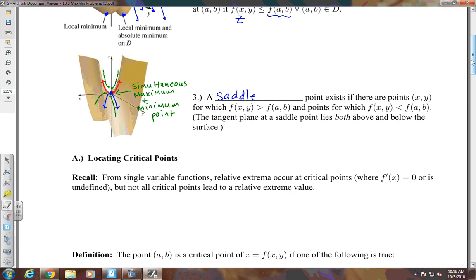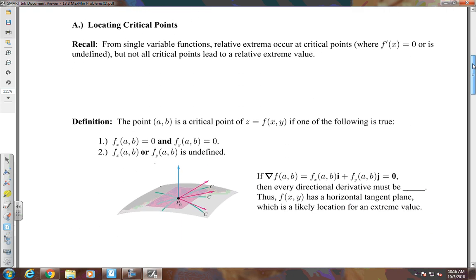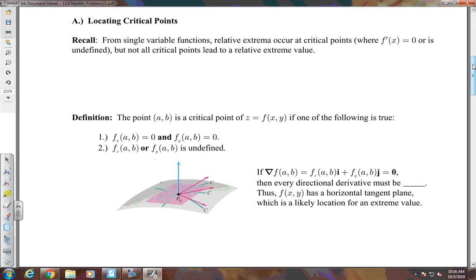So in this section, we're going to be looking at how do I find a local maximum, a local minimum, and a saddle point. We're going to use a familiar term, locating critical points. We're going to relate this to what you know about curves in the plane from Calculus 1 and parallel it with the new technique that we'll do for surfaces in R3. So recall, from single variable functions, relative extrema occur at critical points. What's the definition of a critical point? A critical point occurs where the derivative f prime of x is equal to 0 or where the derivative is undefined. Not all critical points lead to a relative extreme value.